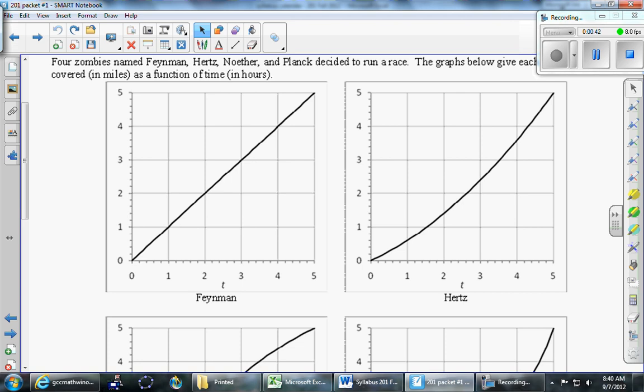Okay, everybody understand what's the horizontal axis? That's time. You can see the little t there. That's how many hours. What's the vertical axis? That's the distance that they've traveled in miles, okay? Distance is a function of time.